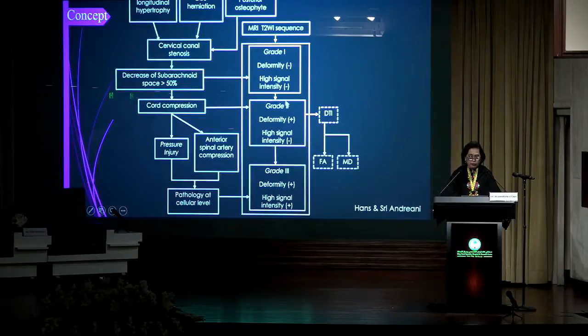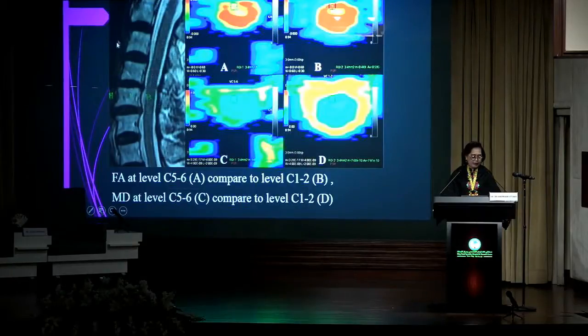But in grade 2, there is no spinal cord abnormality, but what we see in DTI with fractional anisotropy and mean diffusivity. So what we see in this C5-6 level, when we compare to the normal side of C1-2 level, we can see the fractional anisotropy at C5-6 level, when we compare to the C1-2 level, is decreased, and the mean diffusivity is increased, though there is no spinal cord abnormality.